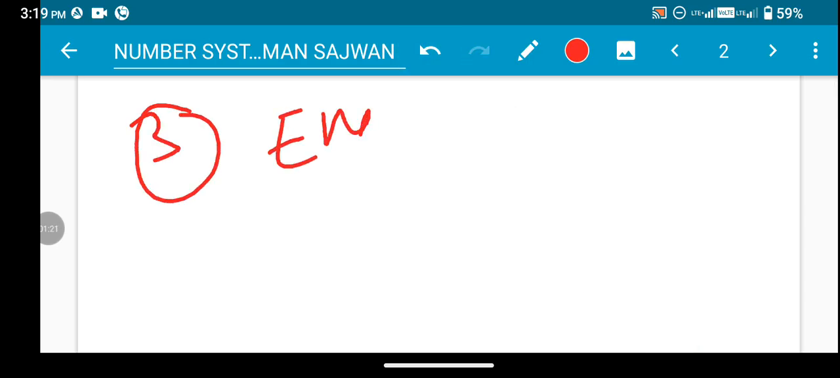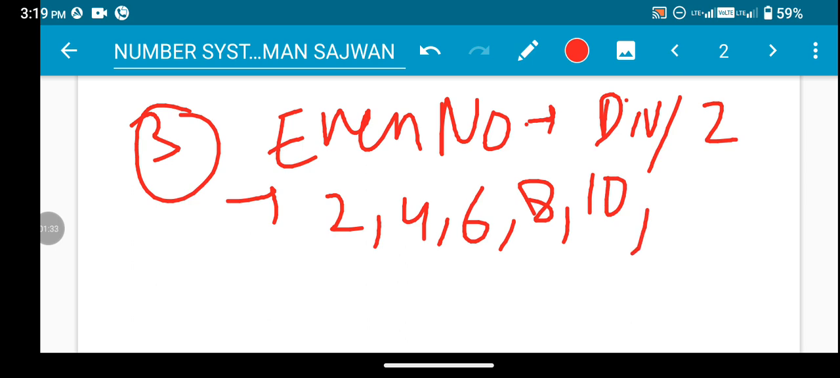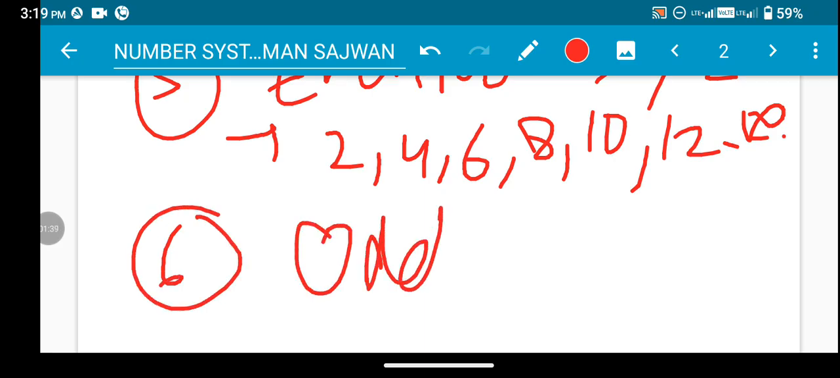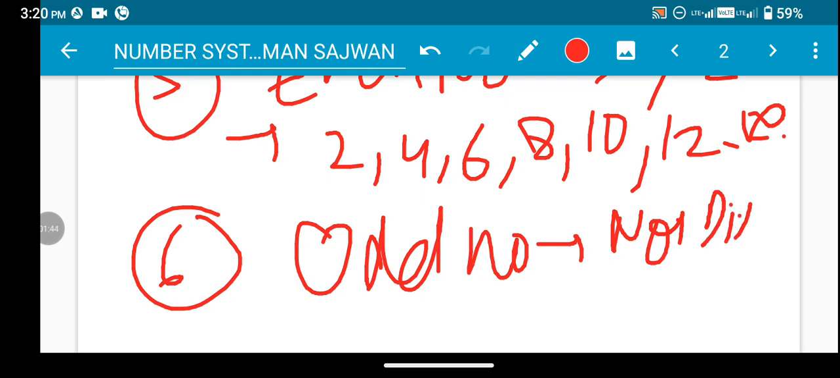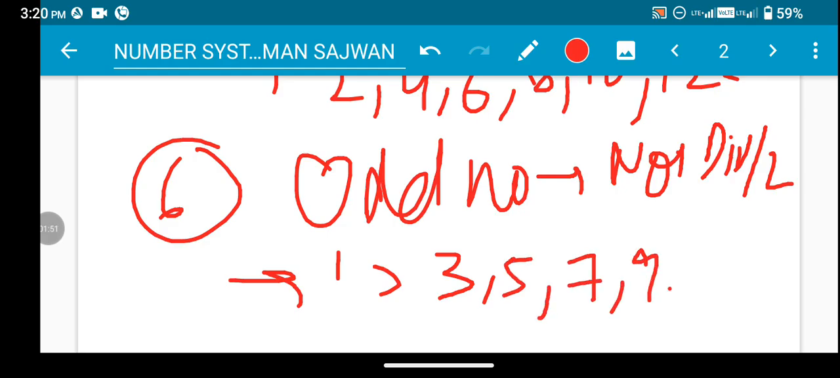After that we have even numbers, divisible by 2, like 2, 4, 6, 8, 10, 12, infinity. Sixth, odd numbers, not divisible by 2: 1, 3, 5, 7, 9, 11, and so on.